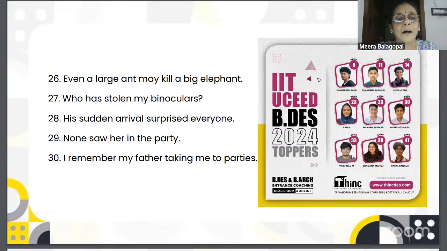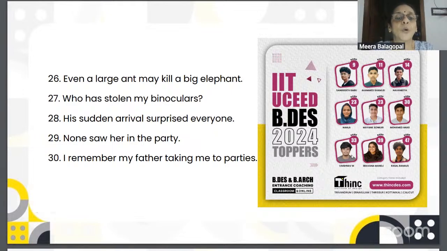Even a large ant may kill a big elephant. When you change it, this is active voice. When you change it into passive voice, even a big elephant might be killed by a large ant. So a large ant may kill a big elephant. May will change into might. Even a big elephant might be killed by a large ant.